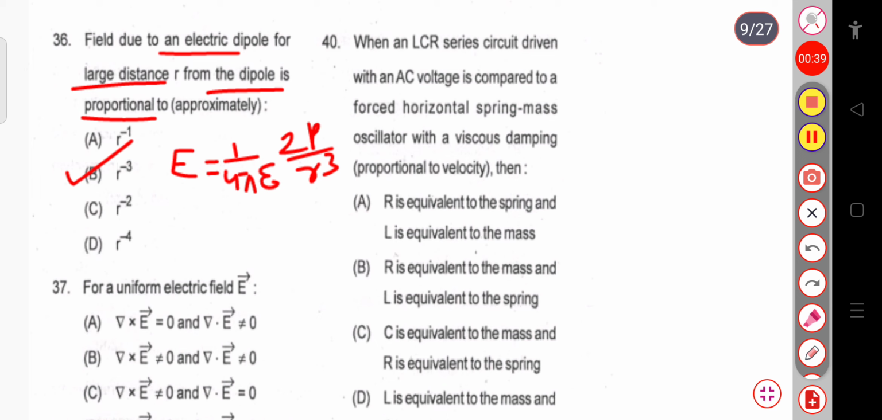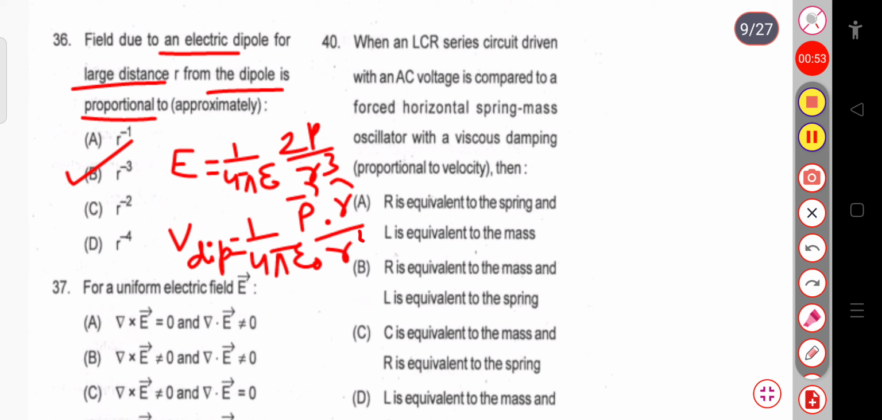But if the question asks about the potential, then you can write the potential for the electric dipole as 1 by 4 pi epsilon naught into p vector dot r cap divided by r square. So the potential for the electric dipole is proportional to r power minus 2, and the electric field is proportional to r power minus 3. So this one is our correct answer, because in the question you have to calculate the field due to an electric dipole.